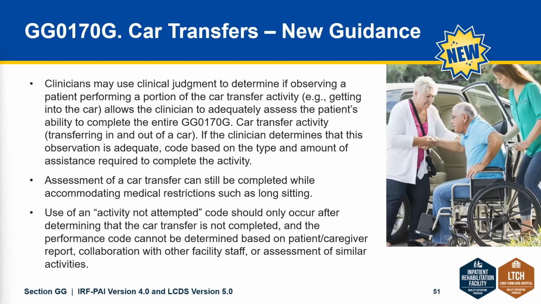Guidance discussed previously also applies to GG0170G. That is, if a clinician observes a patient only perform a portion of an activity, they can use clinical judgment to determine if that is enough for them to adequately assess the patient's performance of the entire activity. So if a clinician is only able to assess the patient getting into the car, they can determine if that was enough information to determine how the patient would also get out of the car and complete all of the activity.